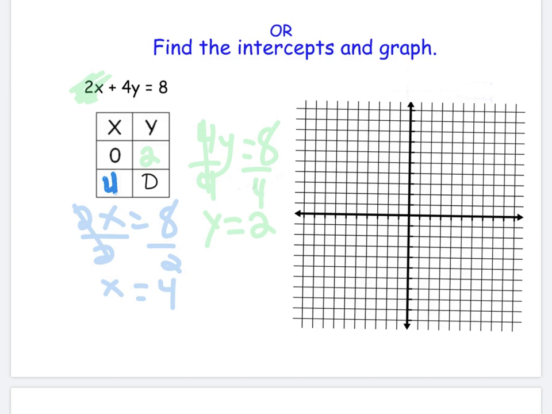So I want to put those 2 points on the grid. I have 0, 2, and I have 4, 0. Those are my values for my intercepts. I want to connect them using a straight line, and my graph line should look like that. The graph line that you see on this page and the page that we previously did when we changed it into slope-intercept form should be exactly the same line.